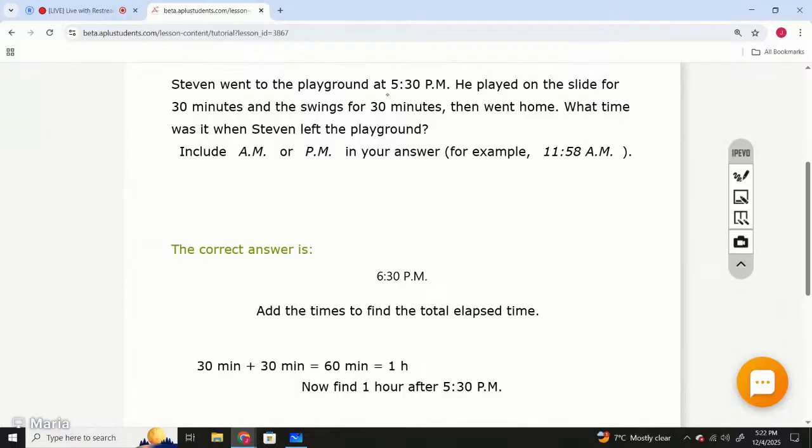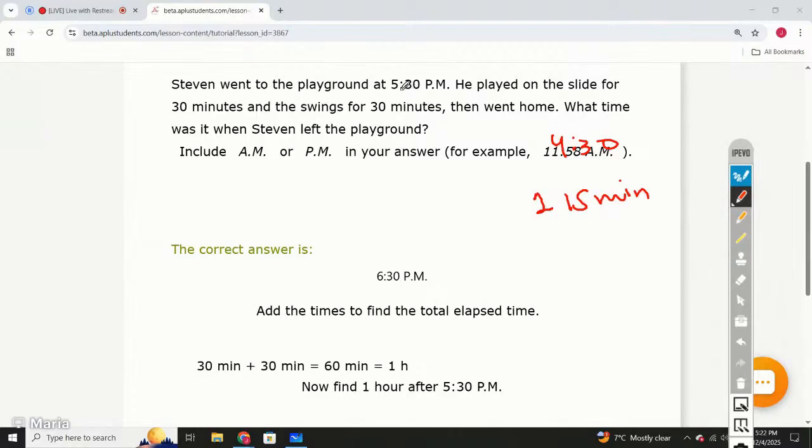So he went to the playground at 5:30 p.m., right? He played on the slide for 30 minutes and the swing for 30 minutes. 30 minutes plus 30 minutes equals 60 minutes, right? 60 minutes equal 1 hour. So he started at 5:30, and after 1 hour it is 6:30. So that means he finished at 6:30.